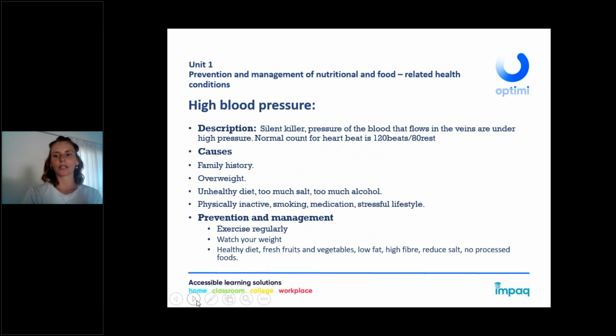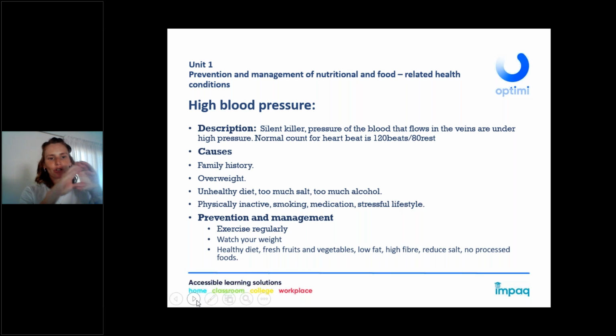Okay, I think this is the last one that we need to do, and that is high blood pressure. So everybody calls high blood pressure a silent killer because nobody knows until they test. And that means your blood flow in your vein is under a high pressure. And normally, a normal count of your heartbeat is 120/80. But if you have high blood pressure, then it's normally, say, 150/90.